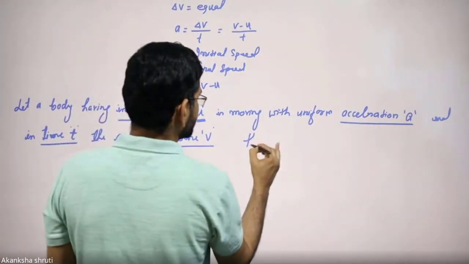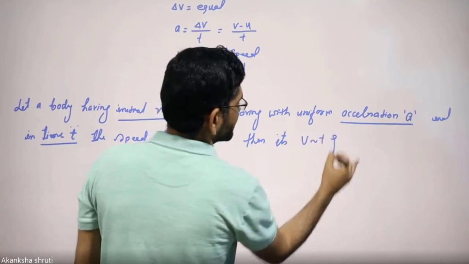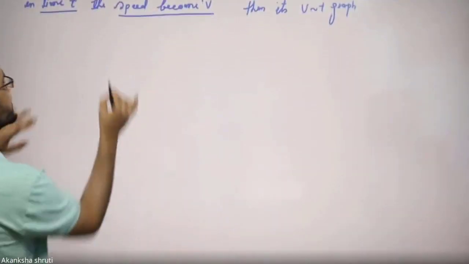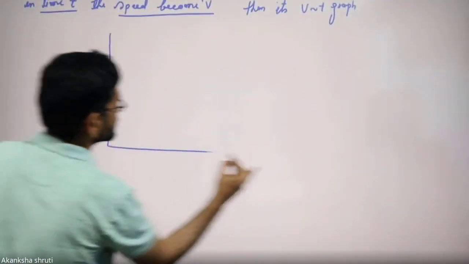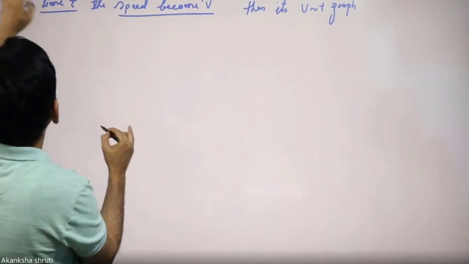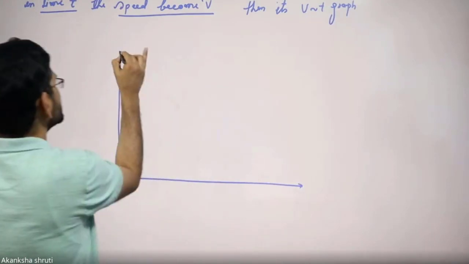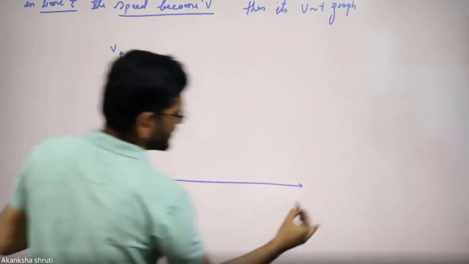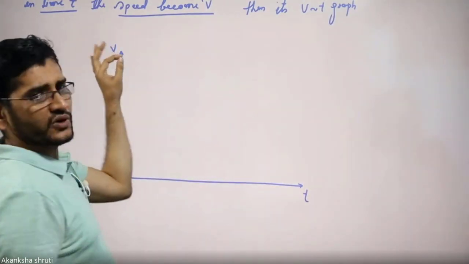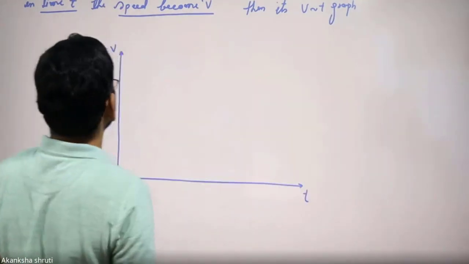Then its v versus t graph is, you have to just write this much statement, then you have to draw the VT graph. Students, keep in mind, here we are going to draw the VT graph. So very important thing: velocity on this vertical axis, t on this horizontal axis. This v is the symbol used for the vertical axis, t for the horizontal axis.